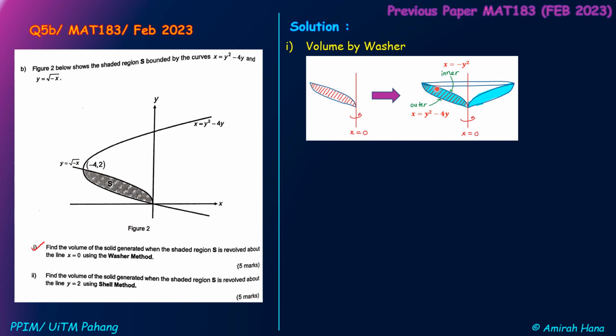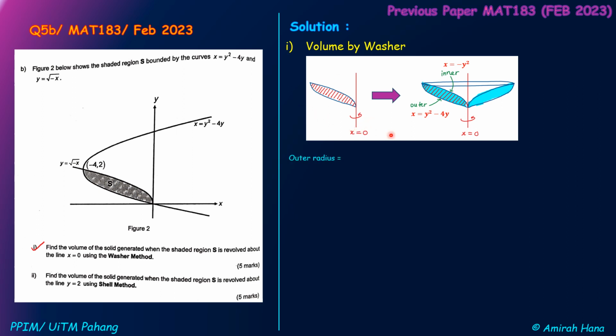Okay, inner. So the inner one comes from this curve, which comes from y equals square root of negative x. But we need to write x as the subject. So we got negative y squared. Okay. So how do we get x equals negative y squared? I will explain in a moment. Okay. Alright.